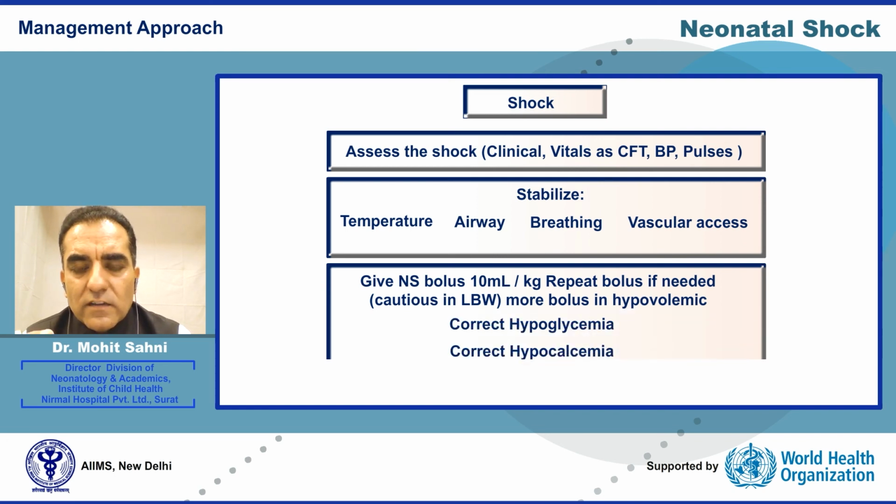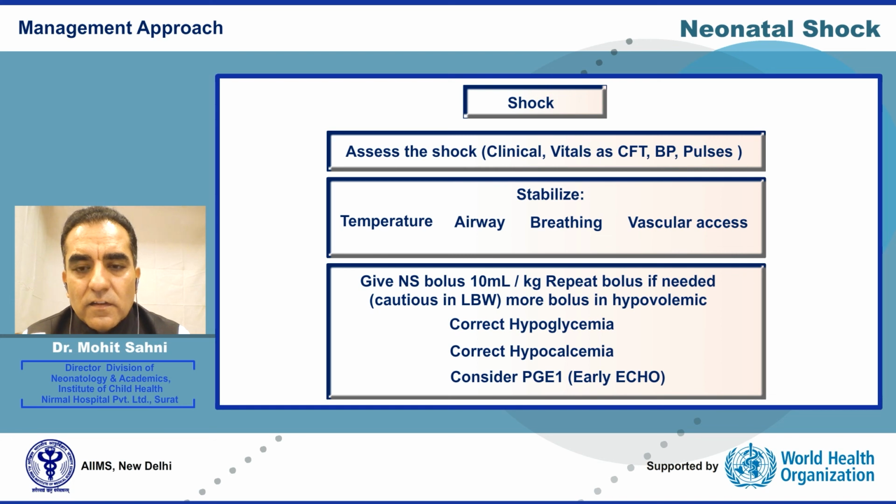If there is hypoglycemia or hypocalcemia, correct that. While assessing, if you suspect a duct-dependent cardiac anomaly, have a low threshold to start prostaglandins. Even if you don't have an echo done, you can still start prostaglandins. If the babies have not responded to the bolus, then you can go ahead and start inotropes.